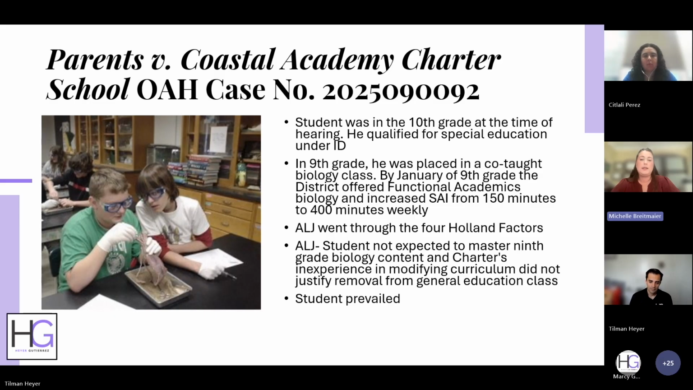Parent contends that that was his least restrictive environment and that he should remain in that co-lab biology class. The district's general education teacher testified that the student was not receiving any benefit from this class. He could not understand the higher level complexities. The student was intellectually disabled. His reading and writing level was that of a kindergarten to 1st grader.